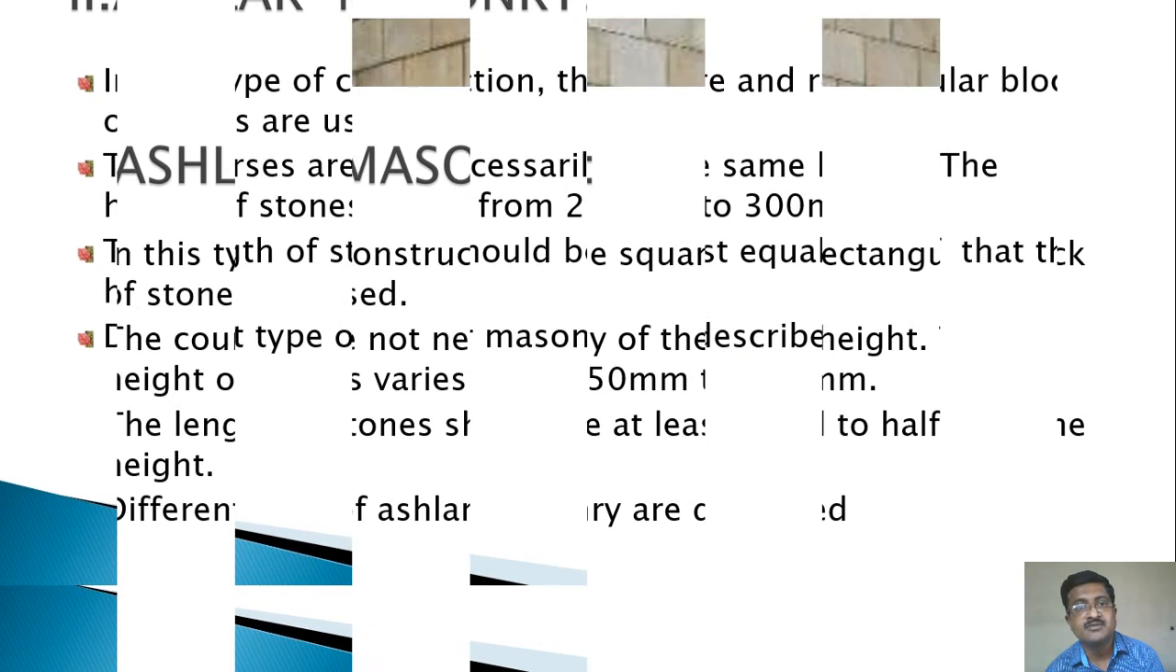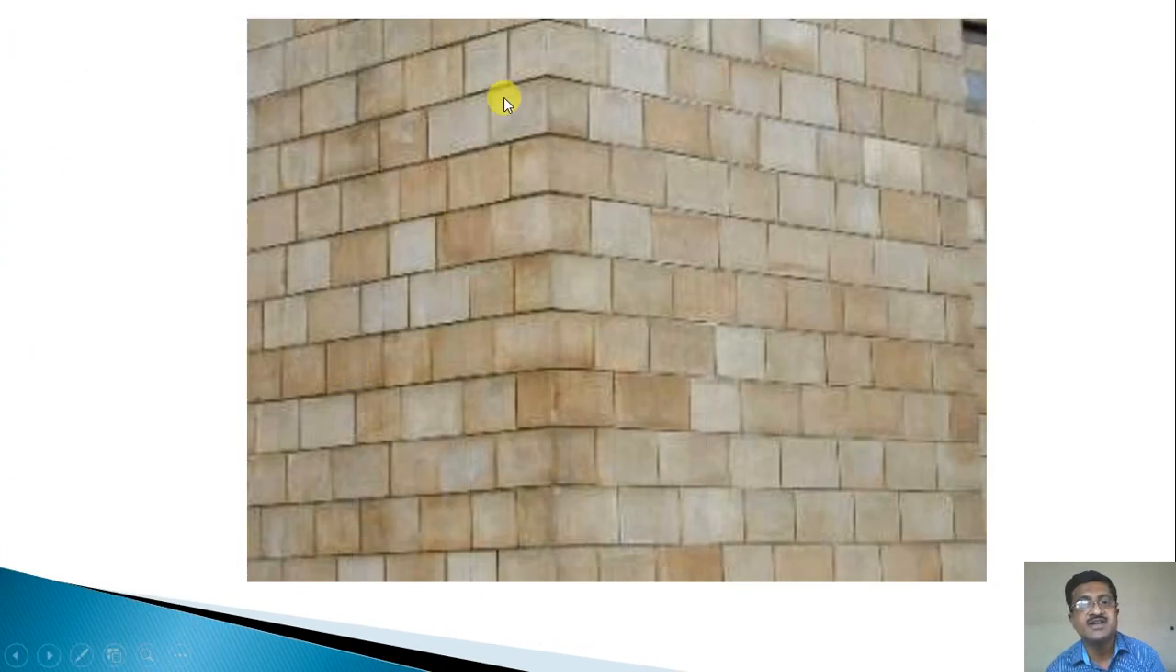in this section. So you can see this is ashlar masonry, and you can observe the finishing of these surfaces. These are dressed to a proper finish, and also you can observe the breaking of the joints.